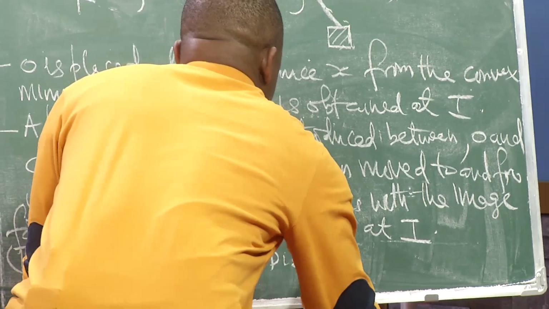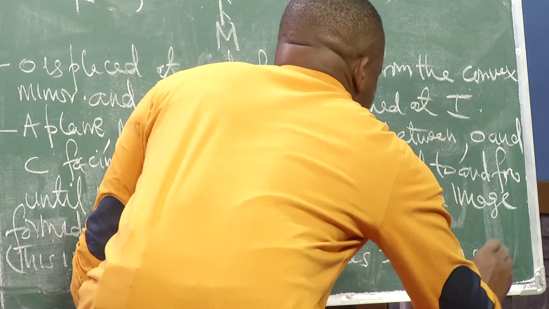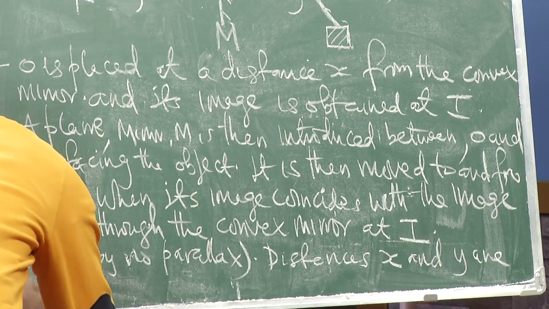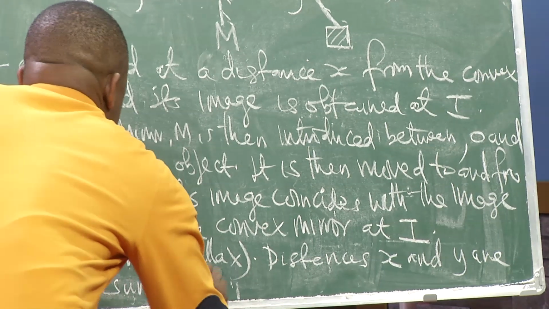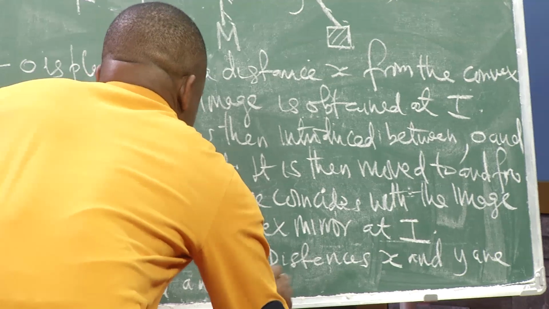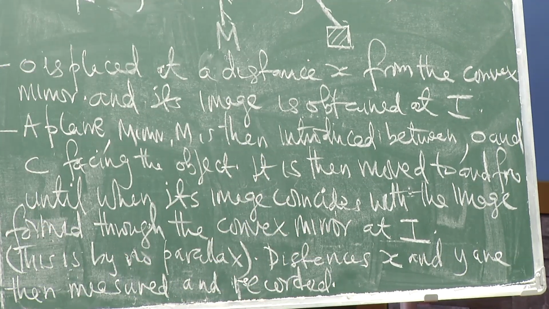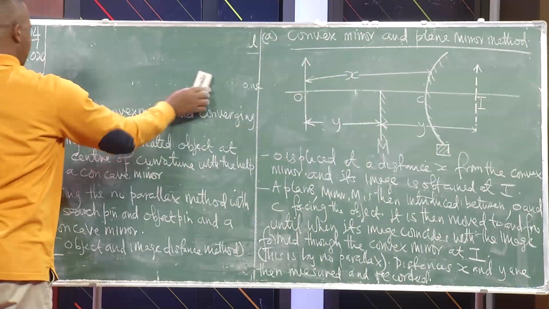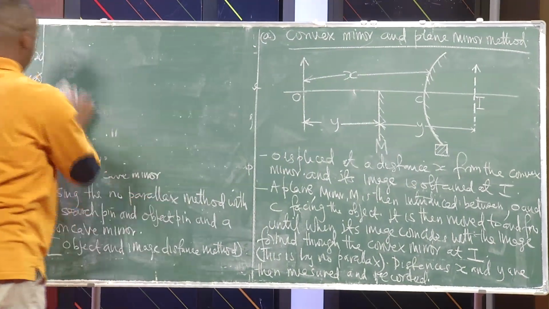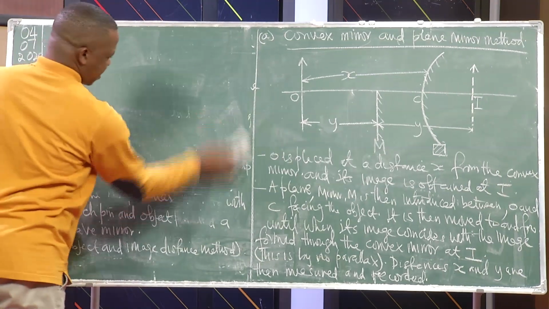Distances x and y are then measured and recorded. In physics, when we measure, we record. And what happens next is, how do we then use these distances to determine our focal length?